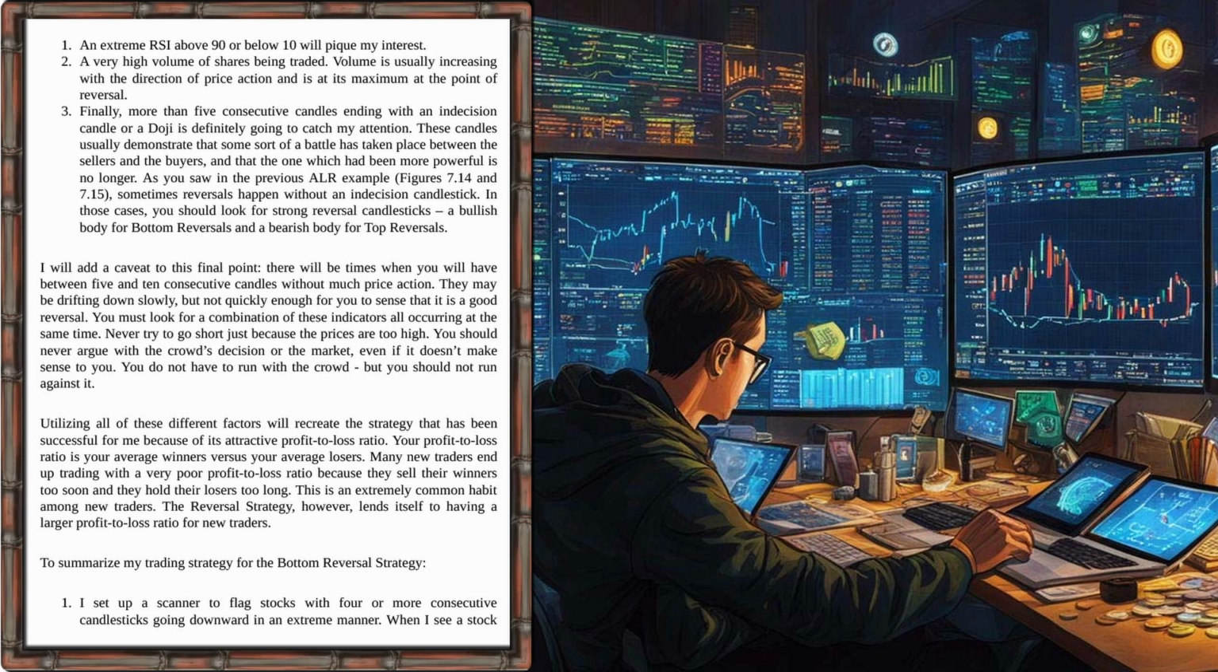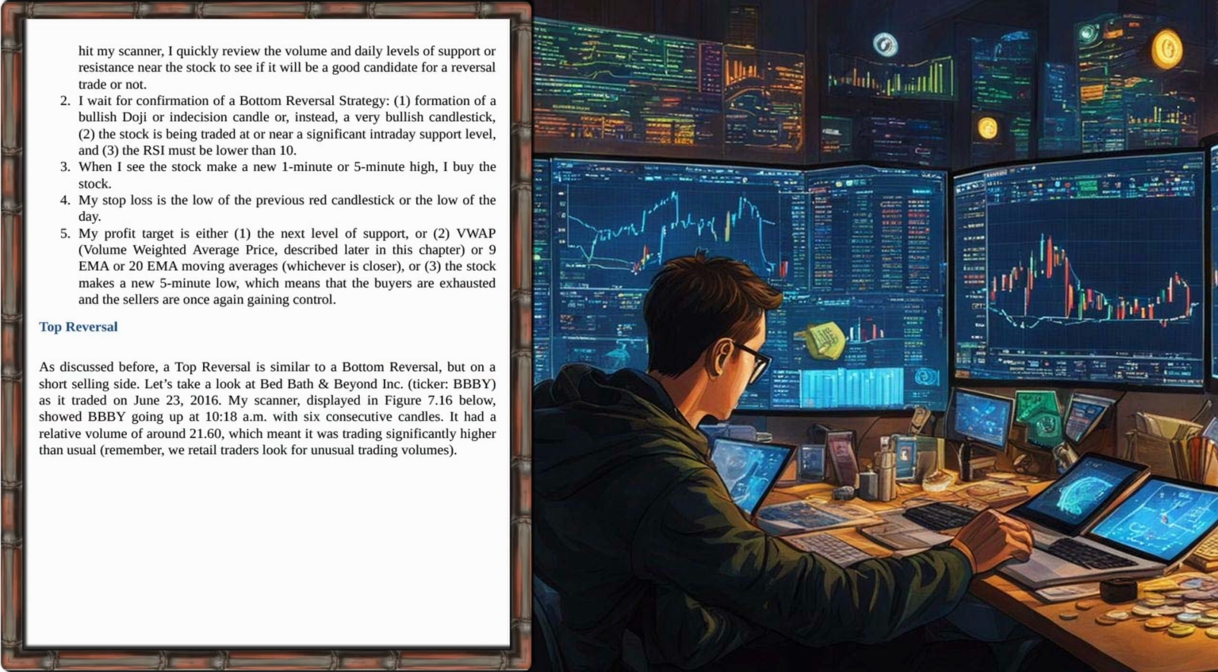To summarize my trading strategy for the bottom reversal strategy: 1. I set up a scanner to flag stocks with 4 or more consecutive candlesticks going downward in an extreme manner. When I see a stock hit my scanner, I quickly review the volume and daily levels of support or resistance near the stock to see if it will be a good candidate for a reversal trade or not.